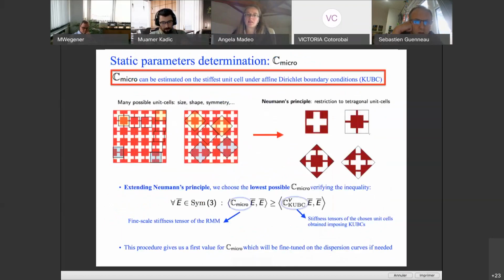But eventually, if you take this cell and you put forces on the boundary instead of displacement, and you compute the stiffness, you get a lower stiffness than if imposing displacements. And here we wanted the stiffest possible C micro, because we know that in micromorphic, when we get smaller, we get stiffer. So we wanted a way to pick up the stiffest micro behavior.